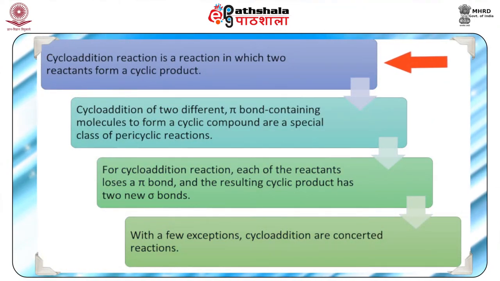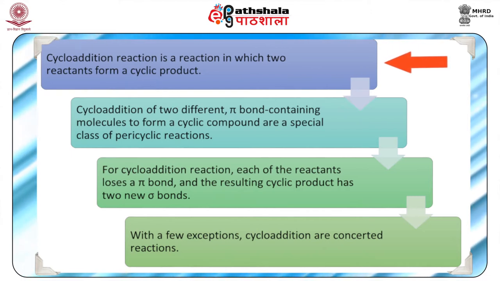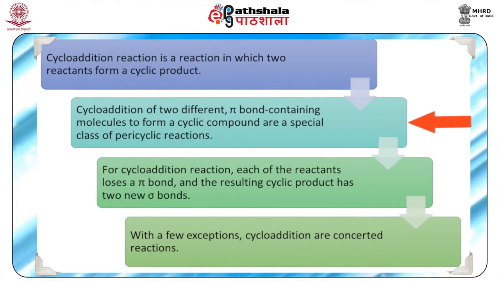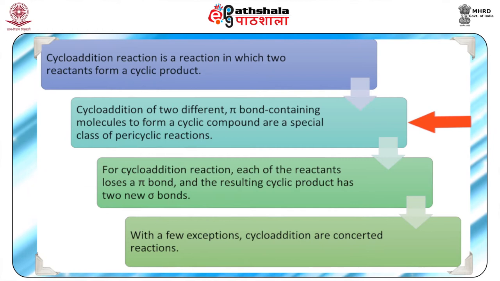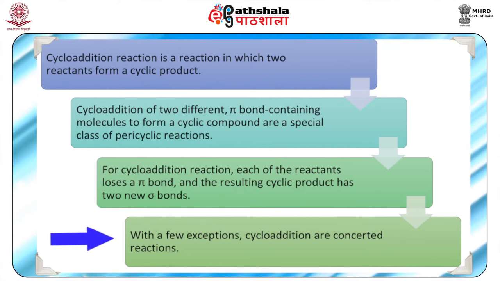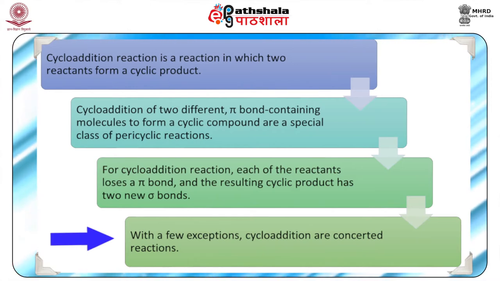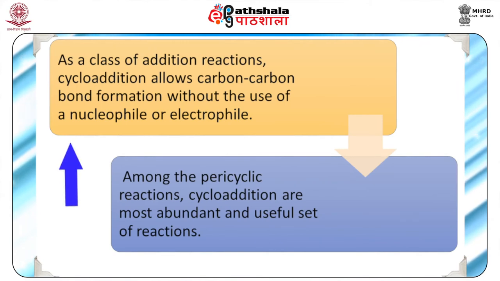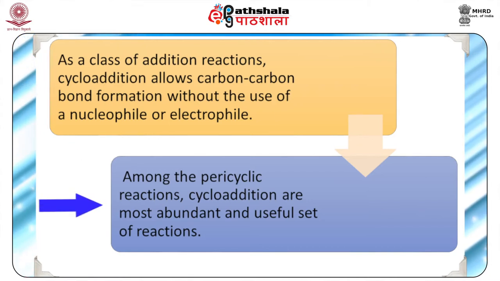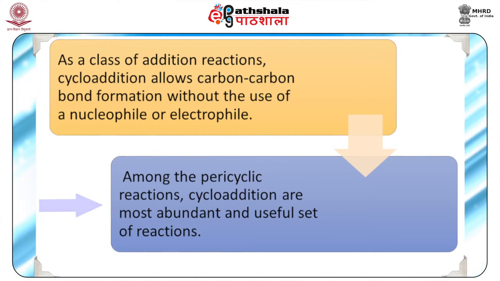A cycloaddition reaction is a reaction in which two reactants form a cyclic product. Cycloaddition of two different pi bond containing molecules to form a cyclic compound is a special class of pericyclic reactions. In a cycloaddition reaction, each of the reactants loses a pi bond and the resulting cyclic product has two new sigma bonds. With a few exceptions, cycloadditions are concerted reactions. As a class of addition reactions, cycloaddition allows carbon-carbon bond formation without the use of a nucleophile or electrophile.